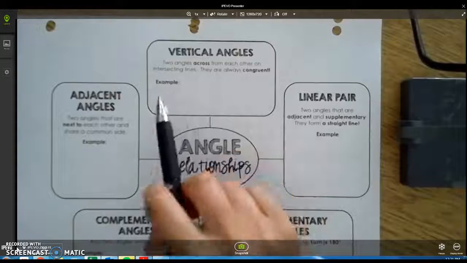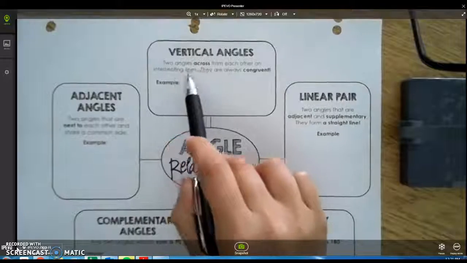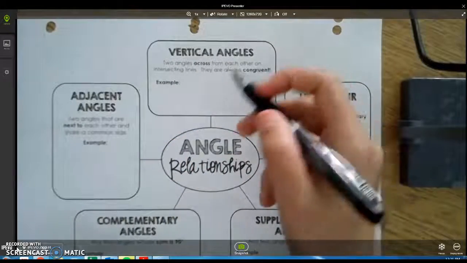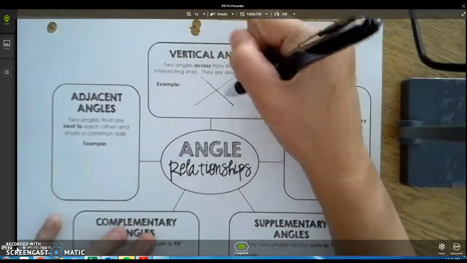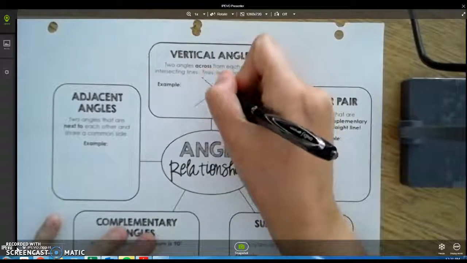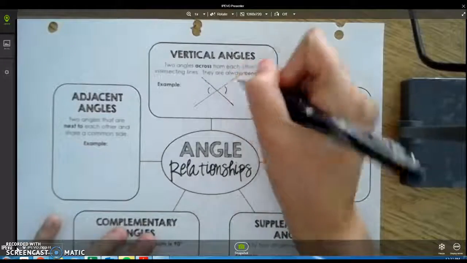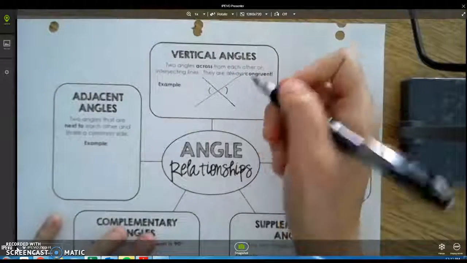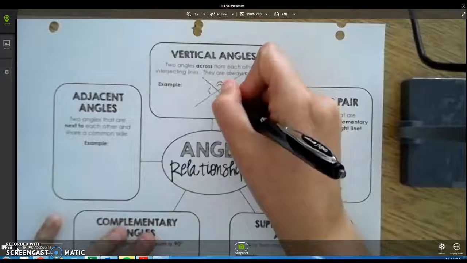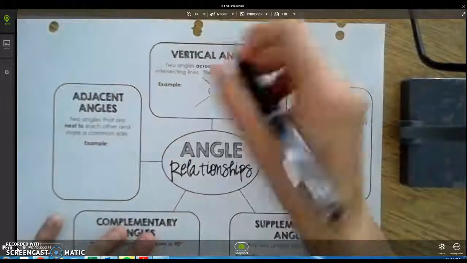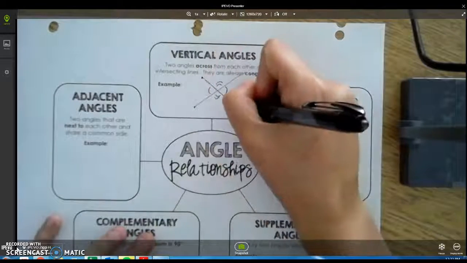So vertical angles is what we're going to start with, and these are two angles across from each other on intersecting lines. So the vertical angles in intersecting lines would be the angles opposite each other, and we know that they are going to be congruent. So these two would be vertical, and these two would also be vertical. Go ahead and name all these.